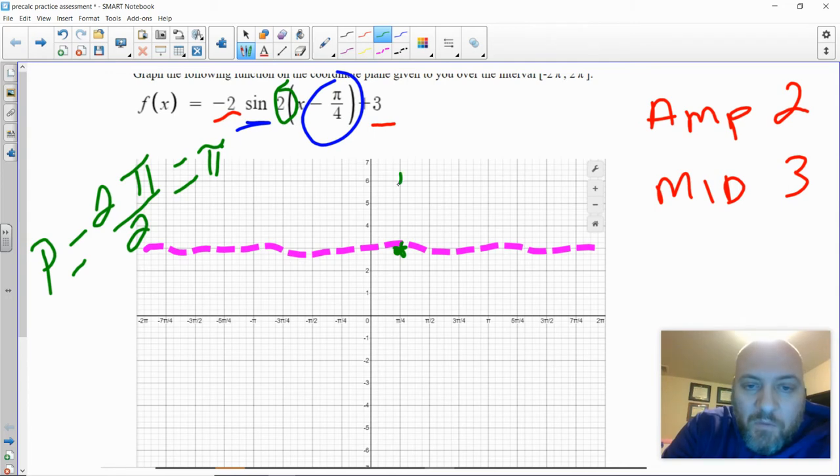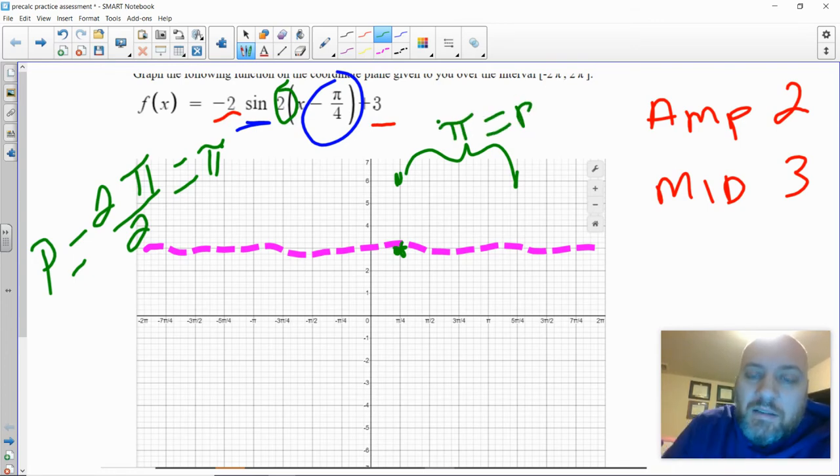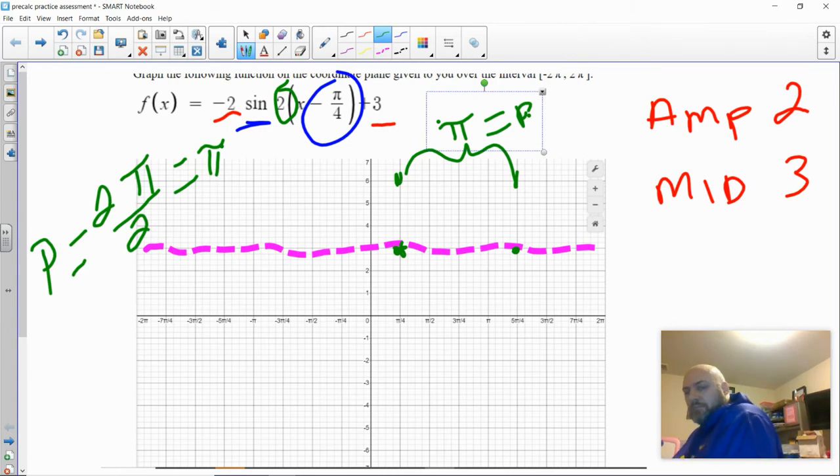So from pi/4 to 5 pi/4, that'll be my period. That is a distance of pi, so that'll be my period. So I now know my curve is going to end here. Halfway in between is where it'll cross the midline again.